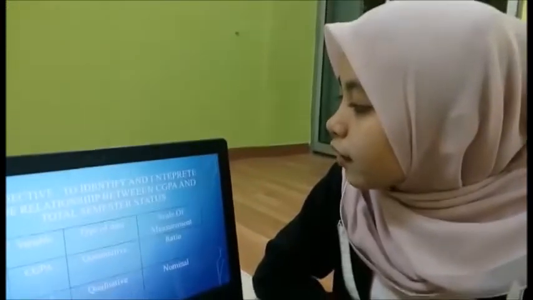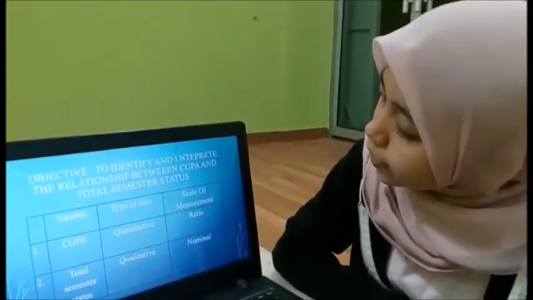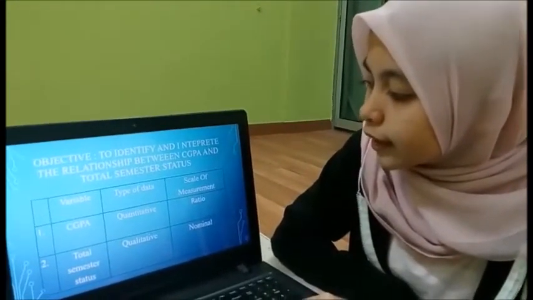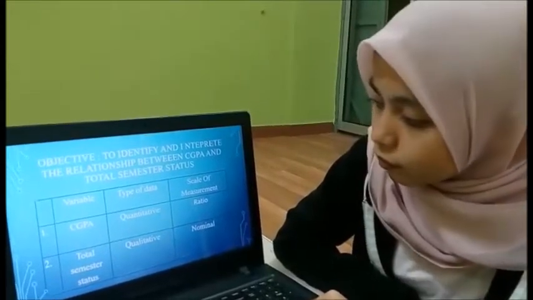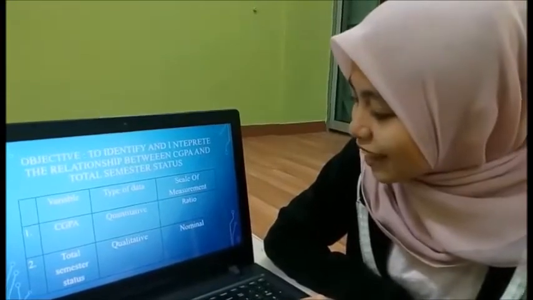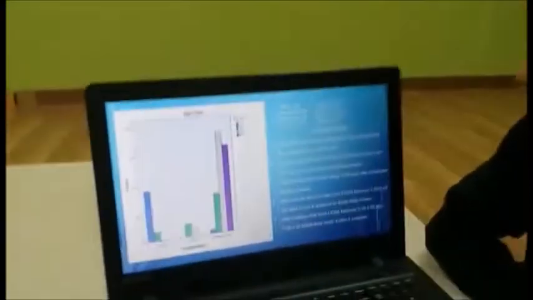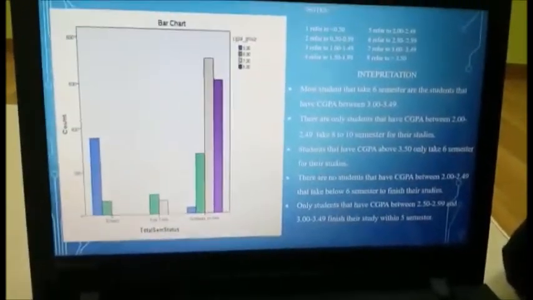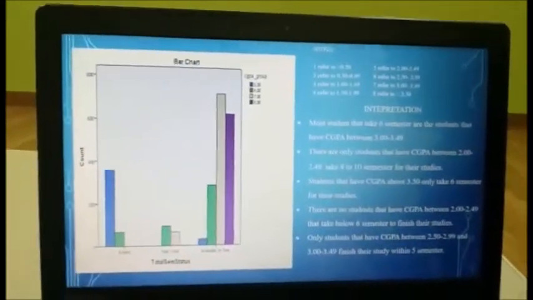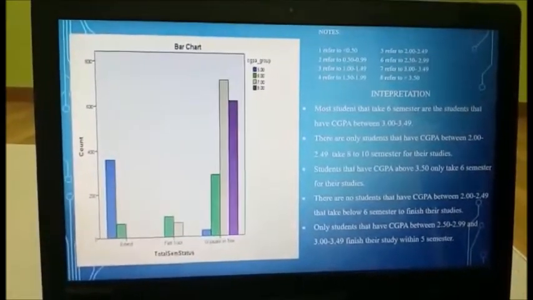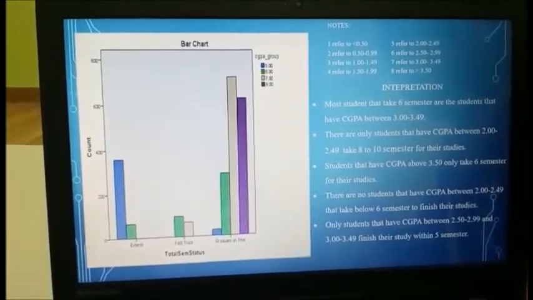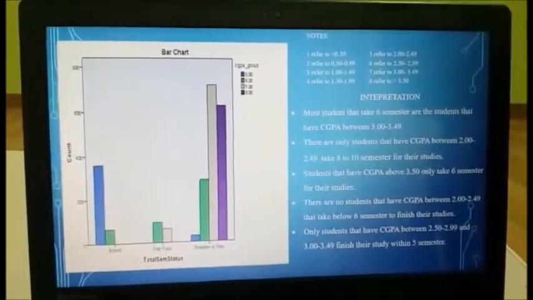To identify and interpret the relationship between CGPA and total semester status. Type of data of CGPA is quantitative and ratio. Total semester status is qualitative and nominal. Most students that take 6 semesters are the students that have CGPA between 3.0 until 3.49. Only students that have CGPA between 2.0 until 2.49 take 8 to 10 semesters for their studies.